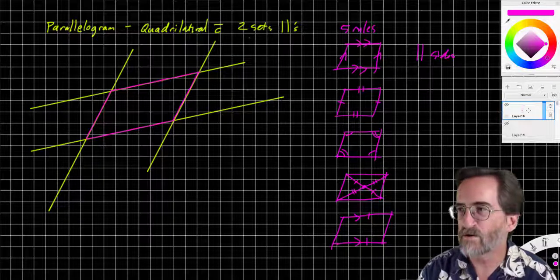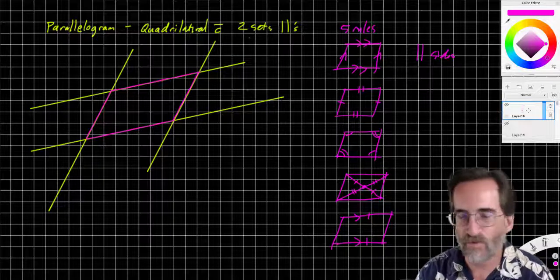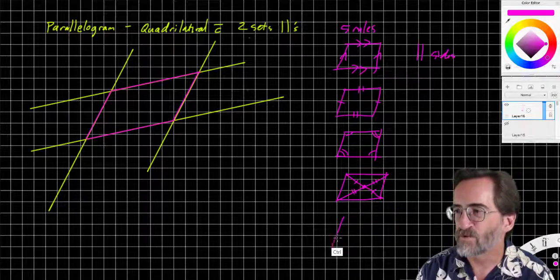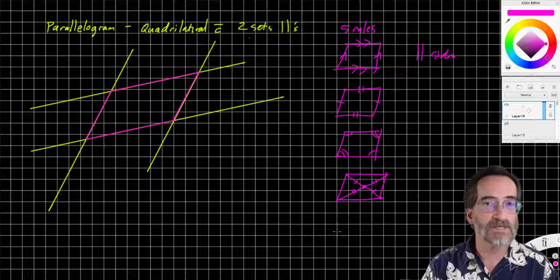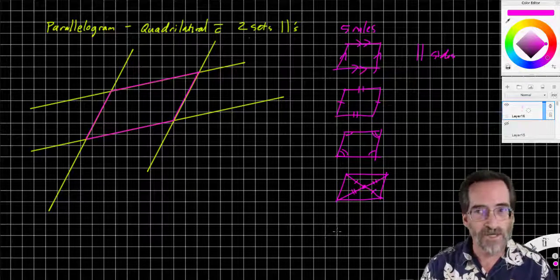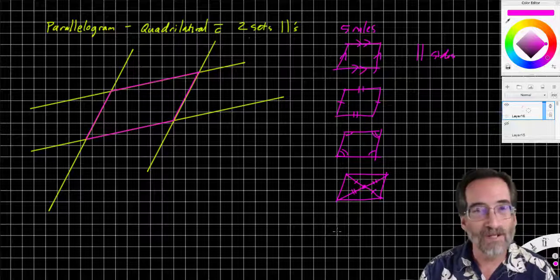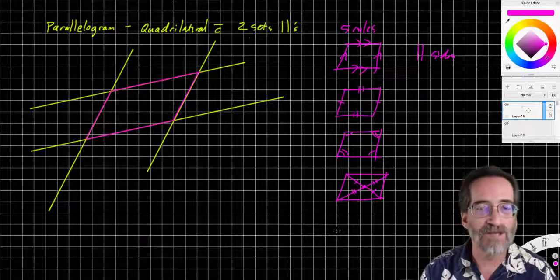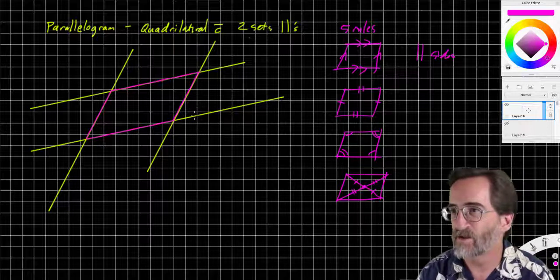Okay, so there's a bunch of different rules or theorems, and that one actually I'm going to bring back later on. Okay, so these are 4 rules about parallelograms. Opposite sides are parallel, opposite sides are congruent, opposite angles are congruent, and diagonals bisect each other. They cut each other exactly in half.